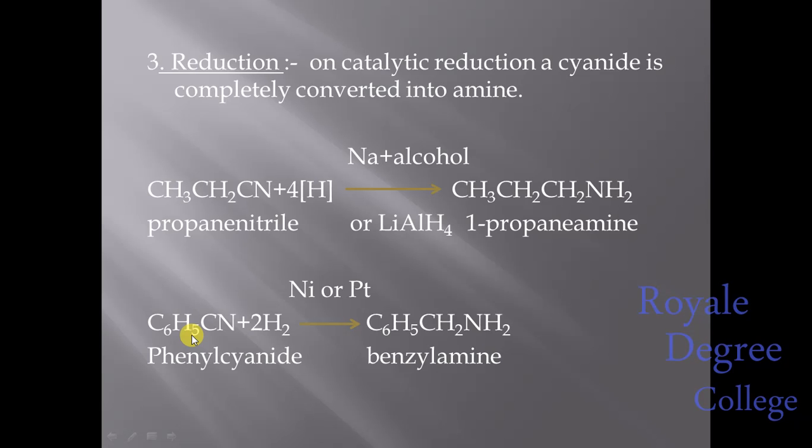C6H5CN we are taking. It is nothing but phenyl cyanide. In that we are adding two hydrogen molecules. The reaction will take place in the presence of nickel or platinum. So here what is happening? To this particular carbon of phenyl cyanide, the two hydrogens from this side are going to attach. Then nitrogen will attach, and to the nitrogen another two hydrogens are going to attach. So we are getting C6H5CH2NH2. It is named as benzyl amine. C6H5CH2 is benzyl, NH2 is amine. This is our main product.